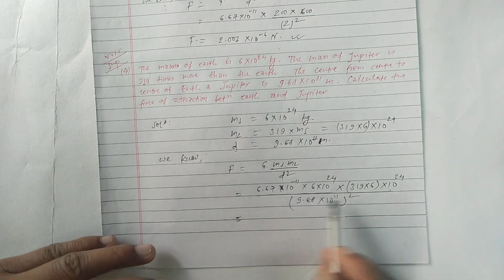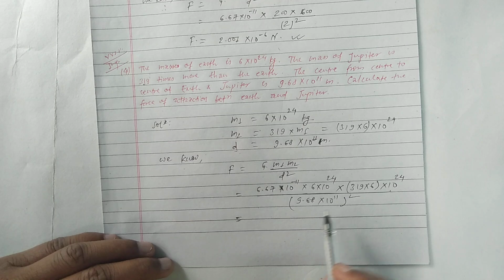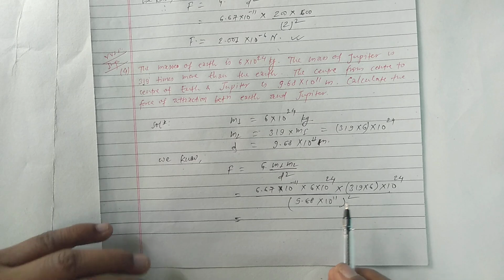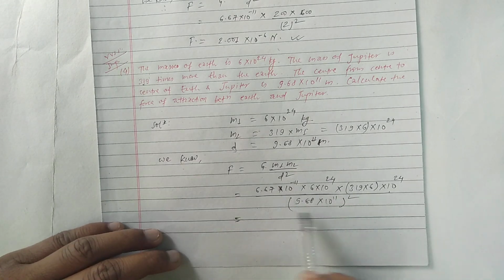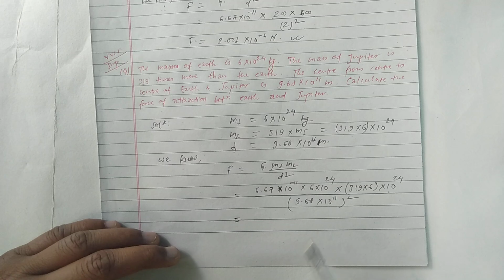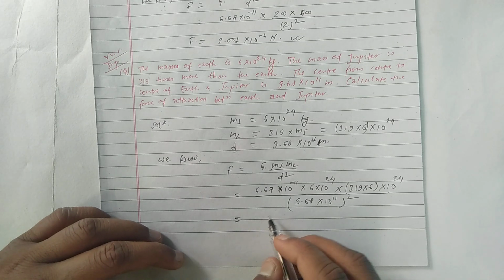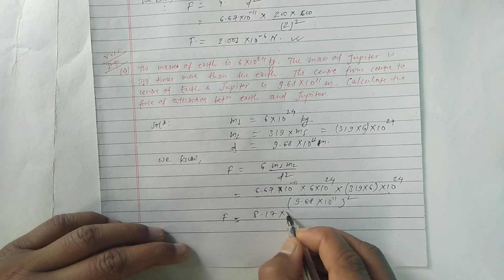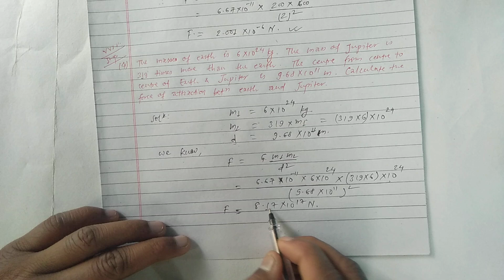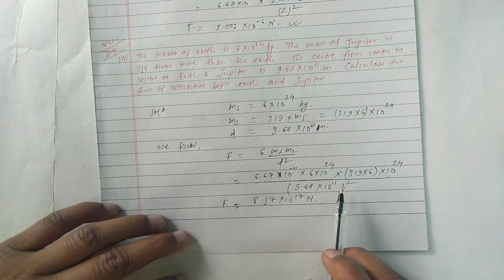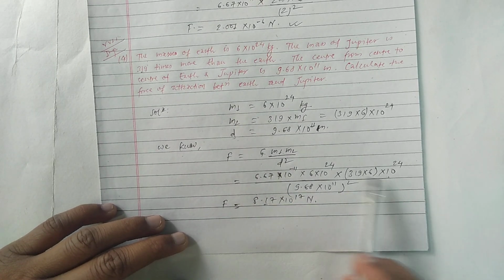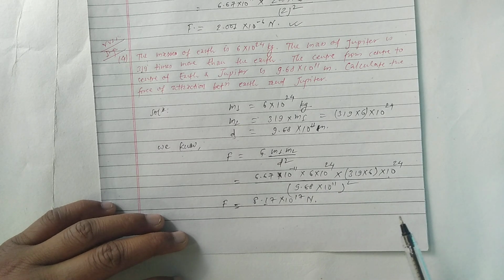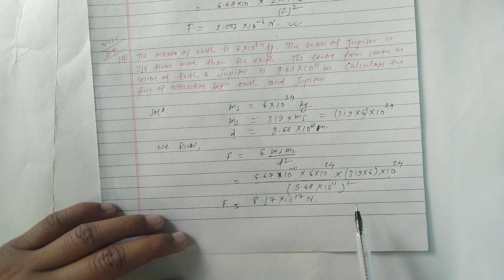I strongly suggest that you enter all these values directly in your calculator. Don't try to do it individually, first multiplying this and that, which is not required. You can directly key in all these values and you directly get the answer. Finally you get the value 8.17 into 10 to the power 17 Newton. I strongly suggest you all try to solve with the help of a calculator directly. It will save your time and there is no risk of a mistake in your answer.